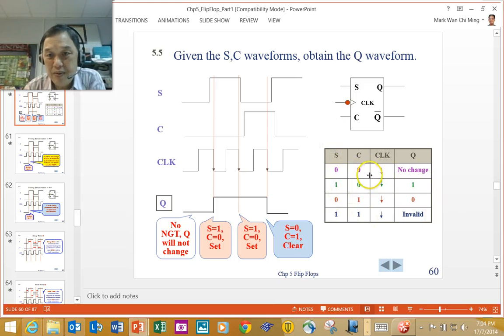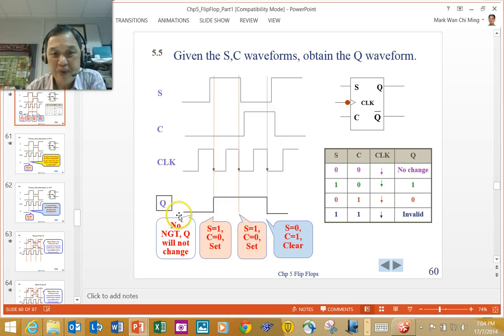This is a truth table. When S is 1 and C is 0, the output will be a 1. When S is 0 and C is 1, the output will be a 0. So you can see that it is sort of like active high. When S and C are 0, 0, the output will have no changes. So 1 and 1 is invalid, right? That means you cannot tell the output to change to a 1 and a 0 at the same time, right?